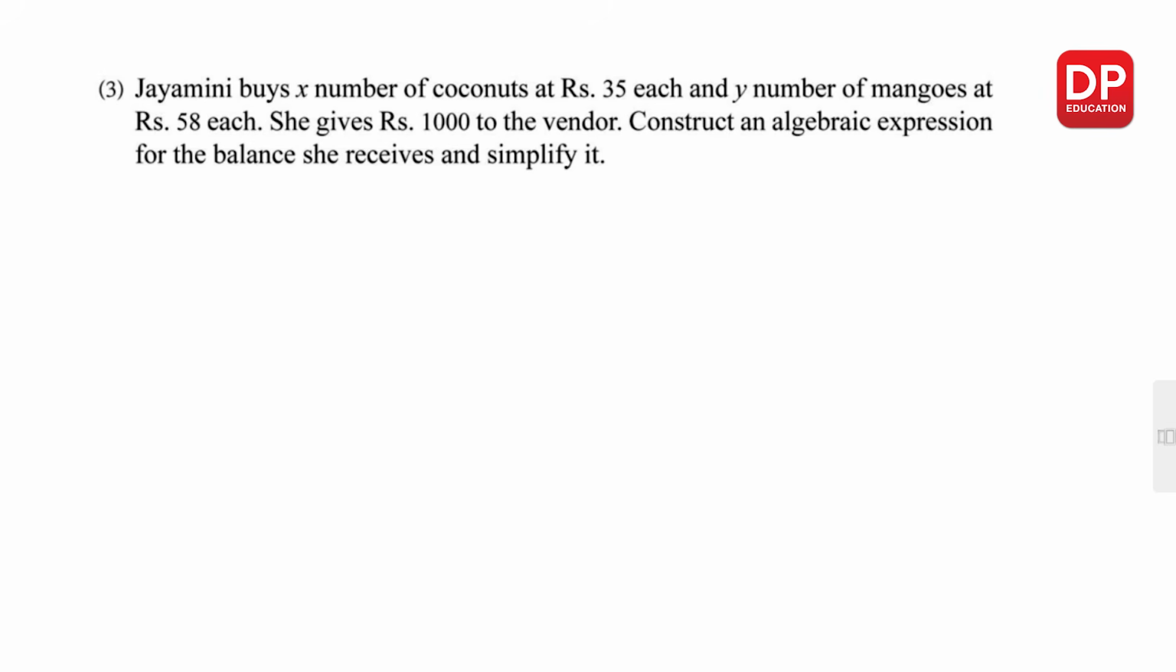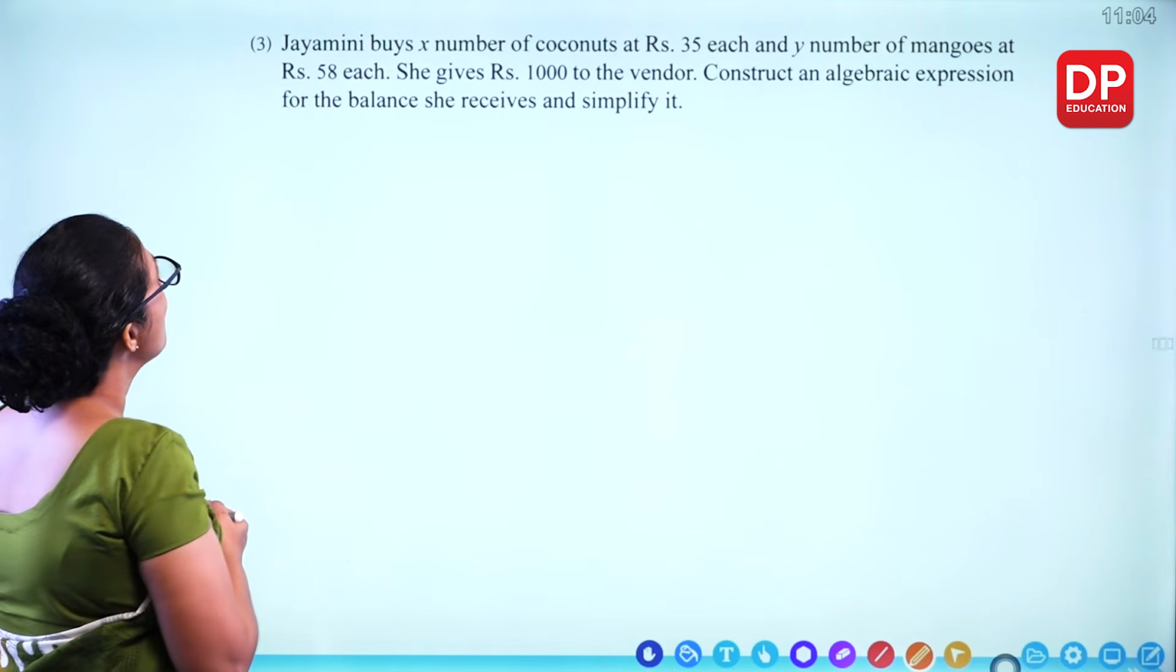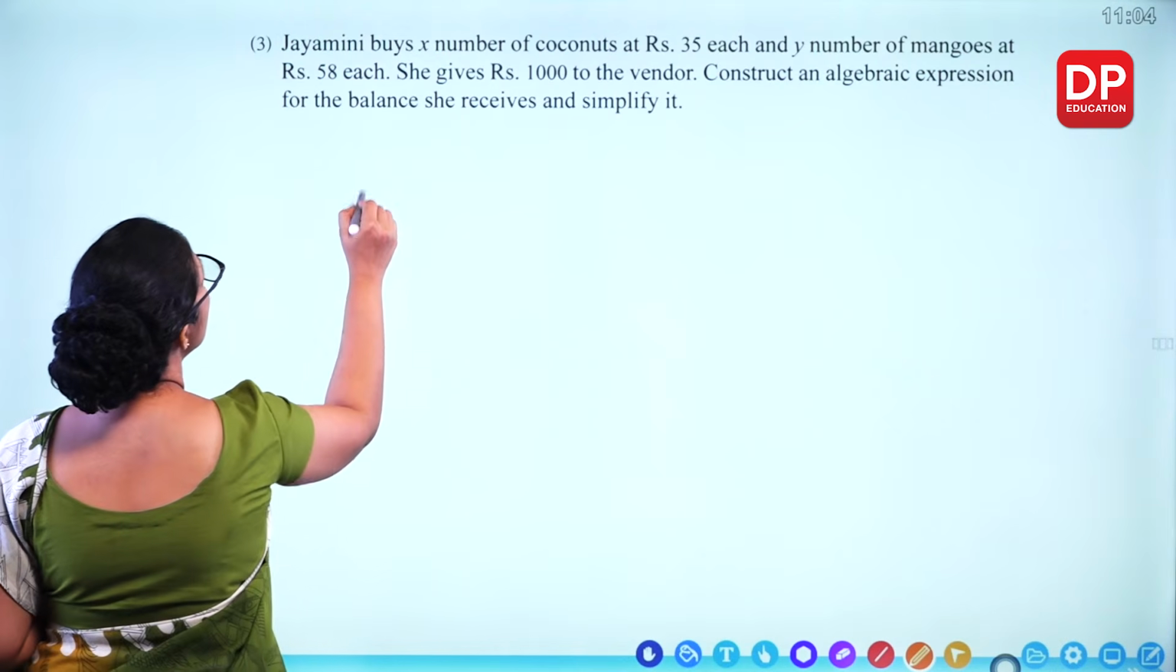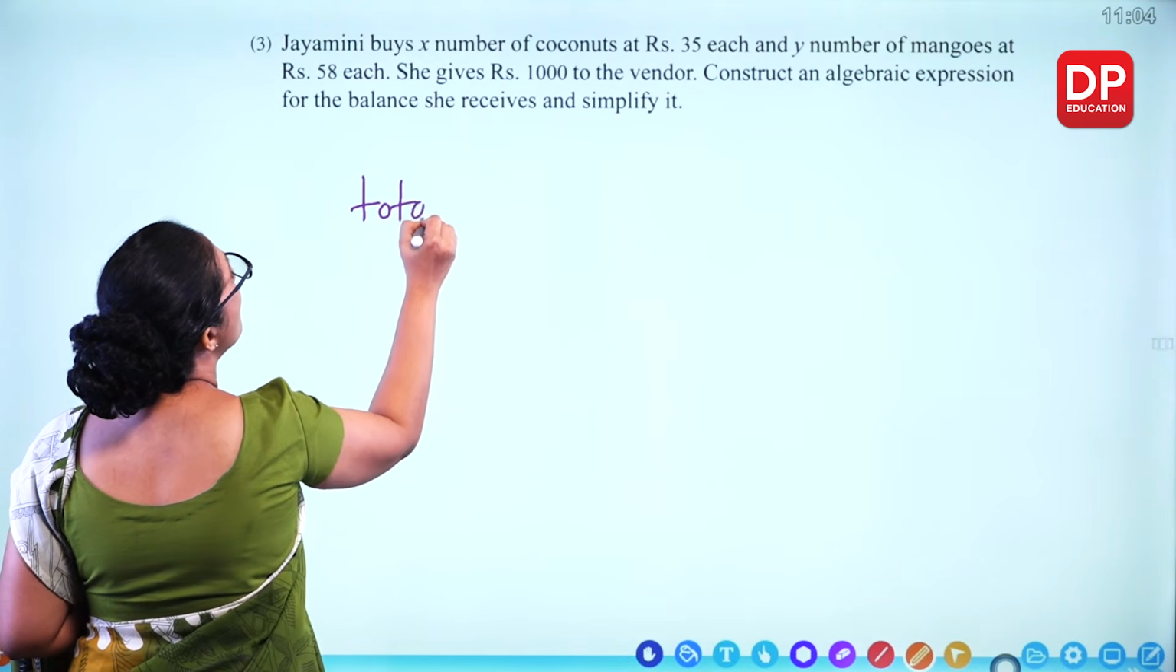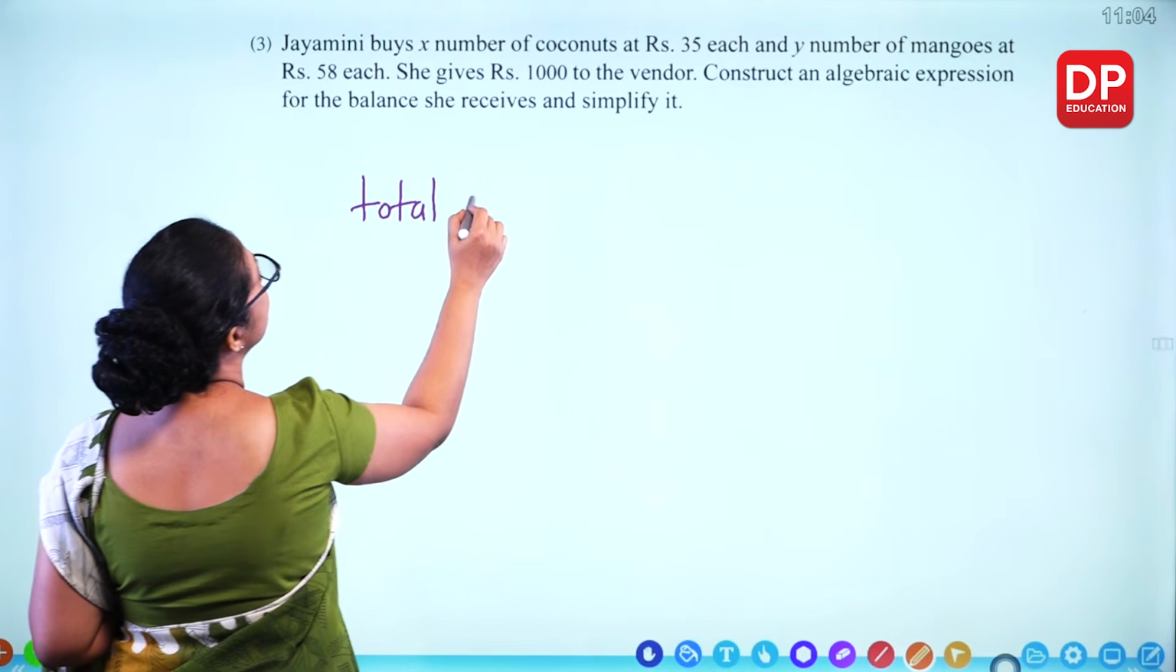Question number 3. Jaimini buys X number of coconuts at 35 rupees each and Y number of mangoes at 58 rupees each. She gives 1000 rupees to the vendor. Construct an algebraic expression for the balance she received and simplify it. What's the total amount to buy everything?